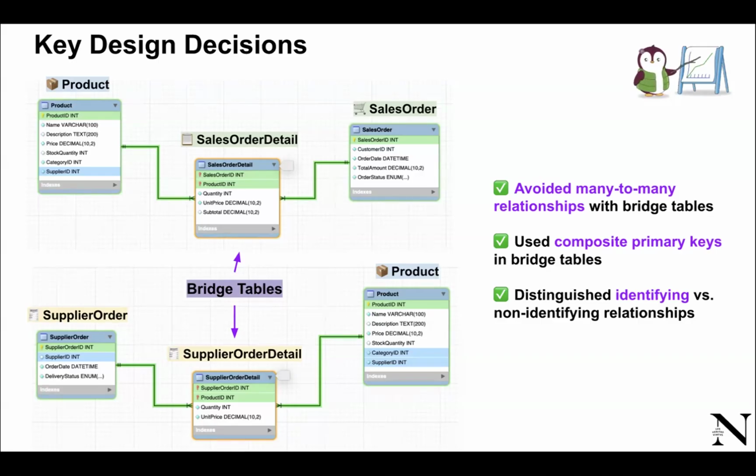And in the same way, the supplier order detail bridge table handles the many-to-many relationship between supplier orders and products, storing quantities and unit price for each product in a supplier order. By using these bridge tables, we have ensured our database follows the third normal form. This will help prevent redundancy and make it easier to manage large volumes of data.